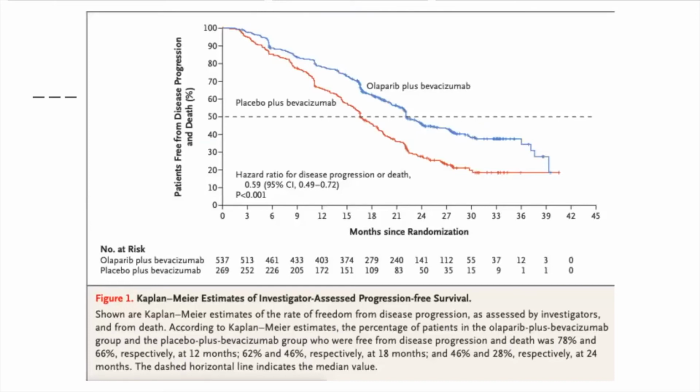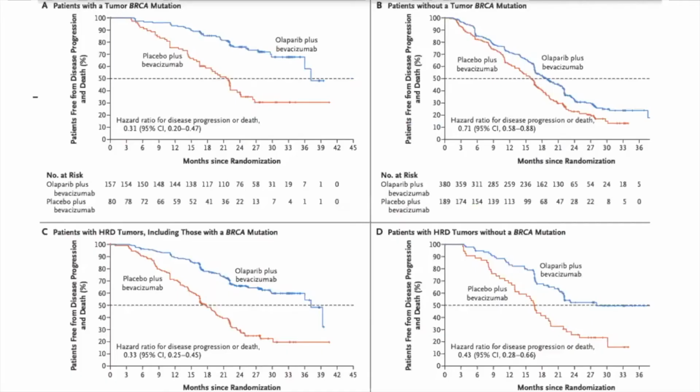And this graph shows that Olaparib was more effective than placebo, with placebo being around 17 months, and Olaparib being around 22 months. But when they separate it out by BRCA1 mutations, there was a significant difference when compared to no mutation. It increased from 22% in the placebo to around 37% with Olaparib.